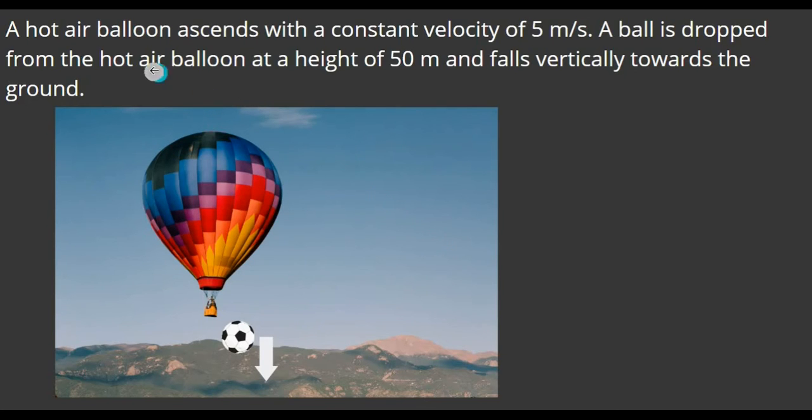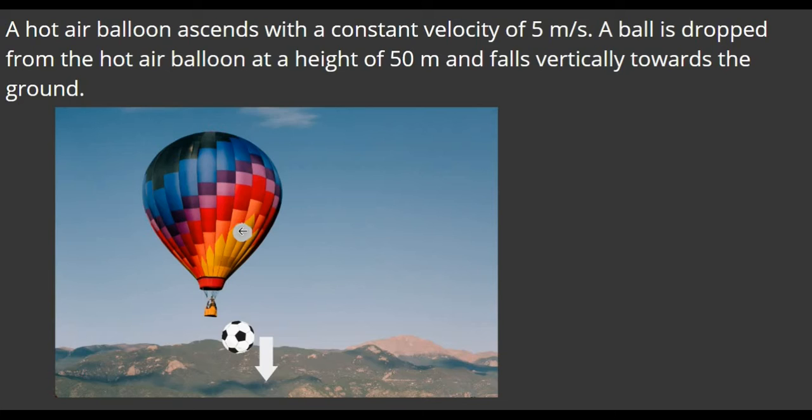Another type of question we can look at is this one. A hot air balloon ascends. That means that it's going up, it's moving vertically upwards, right? With a constant velocity of 5 meters per second. A ball is dropped from the hot air balloon at a height of 50 meters and falls vertically towards the ground. So that is the question.